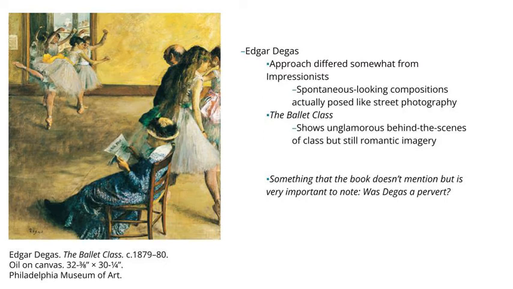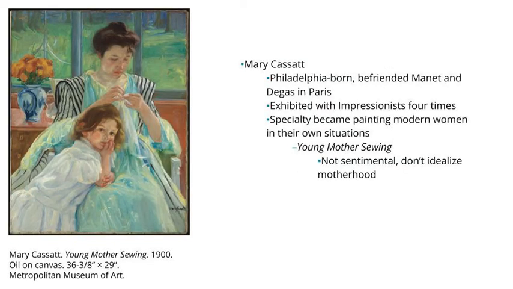And that's just something to keep in mind when looking at his work, because the more you look at it, you can start to see a bit of a creepy underlying tone to some of his paintings and sculptures, just in my personal opinion. But moving on to another Impressionist that is less problematic and more just all around wonderful, we've got Mary Cassatt, who was a Philadelphia-born artist who befriended Manet and Degas in Paris.